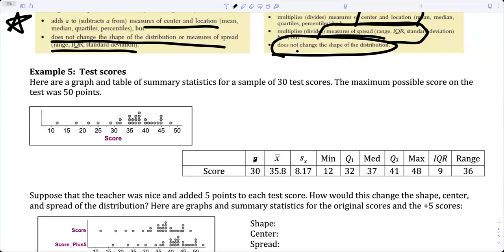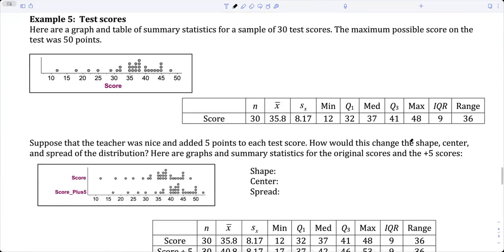So here are the summary statistics. Total number of test scores. We have the mean, standard deviation, minimum, and then Q1, median, Q3, max, IQR, and range. Suppose the teacher was nice. Not true, I'm not nice. And added 5 points to each test score. How would this change the shape, center, and spread of the distribution?